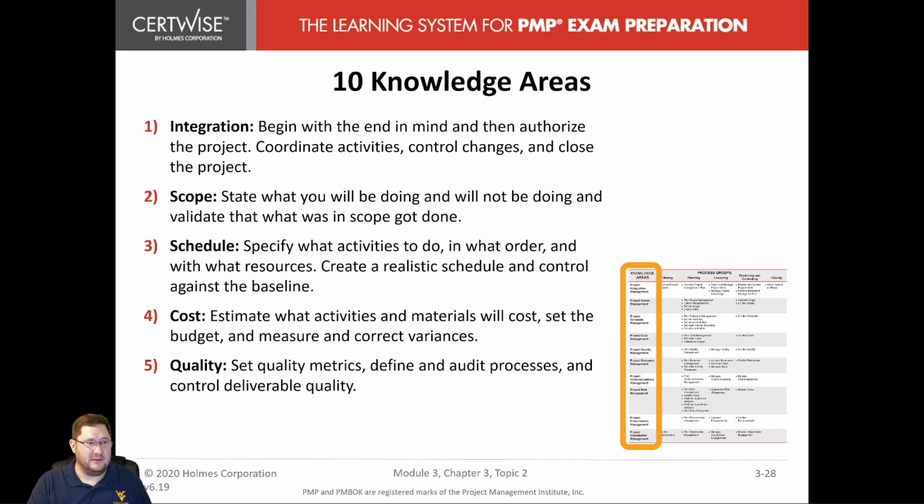All right. So the 10 knowledge areas. Integration. We're going to begin with the end in mind and get that project authorized. So we have to coordinate activities, control change, and close the project once we're done there. That's going through all the process groups, the initiating, planning, execution, monitoring, controlling, and closing. So we're going to hit all of those in the integration knowledge area. Scope. We have to state what we'll be doing and what we will not be doing, and validate that the scope got done. The important thing is what you're not doing when it comes to scope.